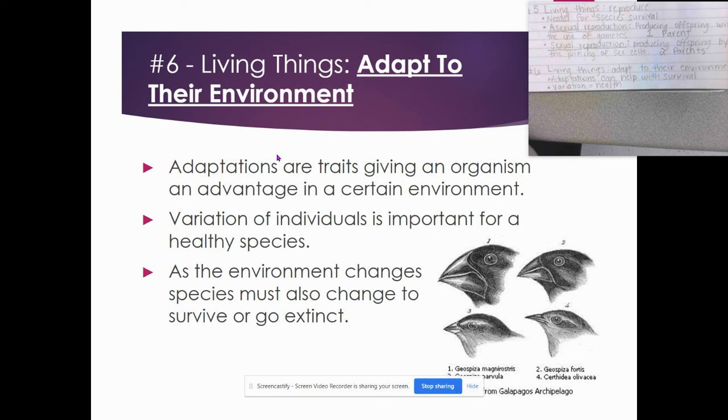And so you need to have variation in order for this survival of species. As the environment changes, species must also change to survive or they go extinct. So variation is going to have that health. That's why things go extinct, because it cannot compete with the things around it.